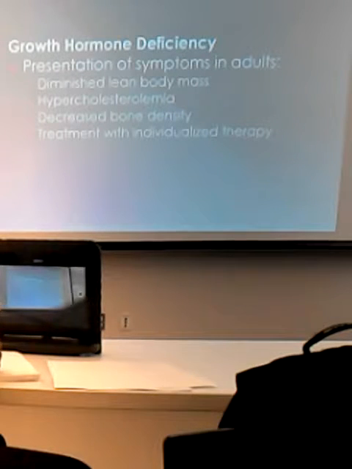What's the presentation of growth hormone deficiency in an adult? Well, they tend to have hypercholesterolemia, and they look like they developed baby fat again, okay? And over time, if it's not replaced, they will definitely develop all kinds of problems with their bones, because the bone density starts going to hell.